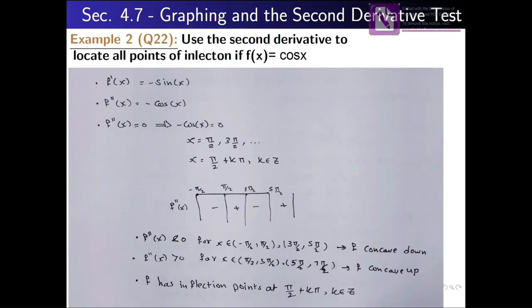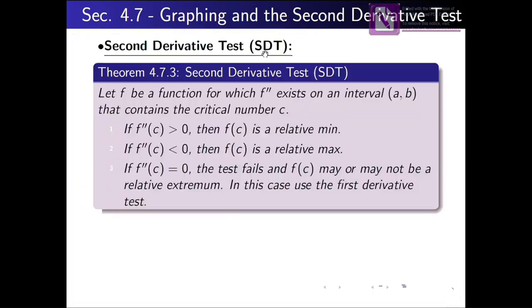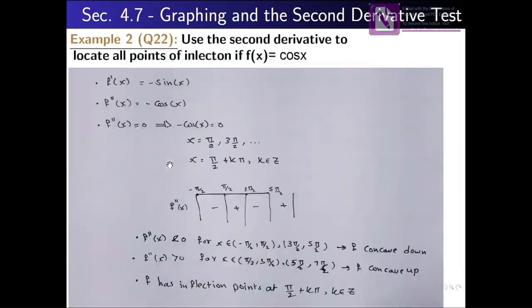So now let us see this example, which is question number 22. Use the second derivative to locate all points of inflection if f(x) is equal to cosine x. So here we have to use the second derivative. We need to find f prime x, find the critical numbers, then check the second derivative at the critical numbers. If f(x) is equal to cosine x, then f prime x is minus sine x. Then the second derivative f double prime x is equal to minus cosine x.